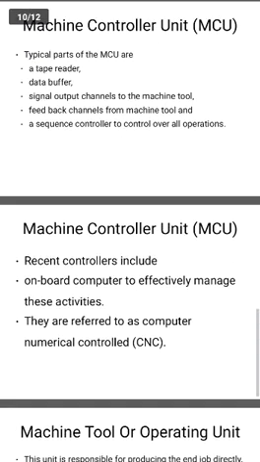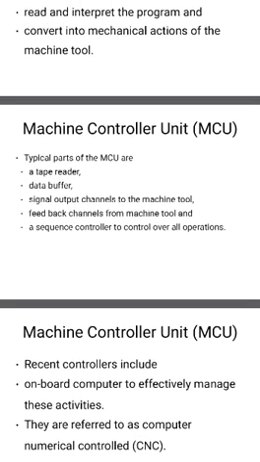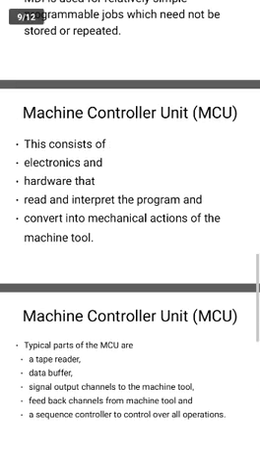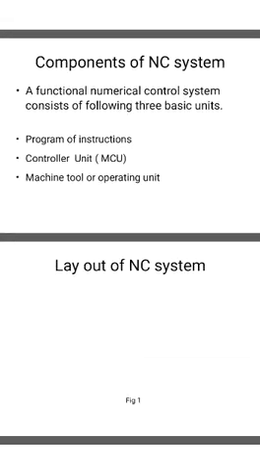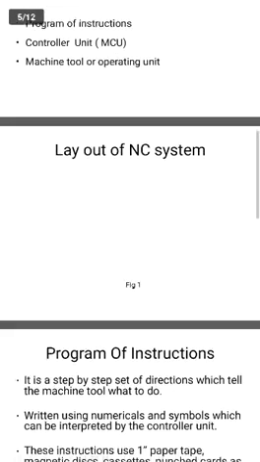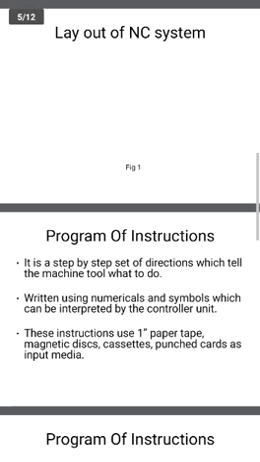So today we have studied only the concepts of the components of the NC system, what the components are and how it works. The three parts are the program instruction, control unit and machine tool. The program gives instructions: whatever program we have written tells the machine when to start, written with symbols and numerical numbers.